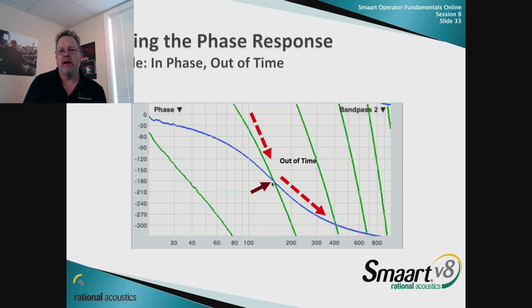So what we're seeing right here at 160 is a situation where the relative phase between them, now we go over here and compare numbers. Right here, those systems are in phase, but they're out of time with each other. That's one of those situations. There are some old dog tricks you might run into.